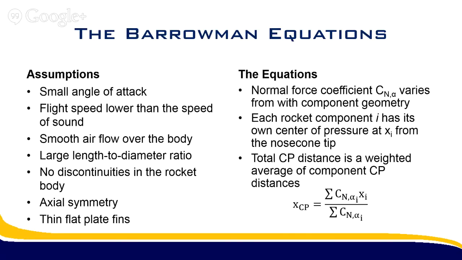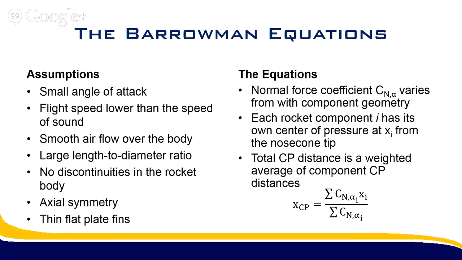Well, as with all things in aerodynamics, there's all sorts of assumptions that go on. And we assume it's a relatively small angle of attack, so it's within about 10 degrees or less of the motion of the rocket. And honestly, if it's more than that, you're probably going way off track anyway. We also assume that the flight speed is lower than the speed of sound, so less than Mach 0.5. These break down at supersonic speeds, but there's other methods of predicting the center of pressure.